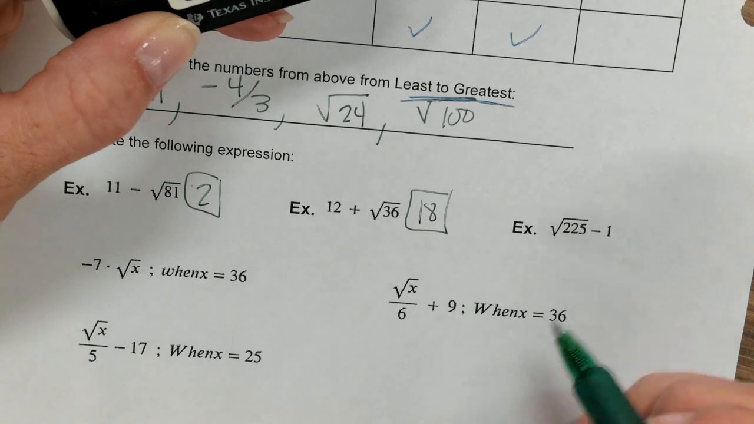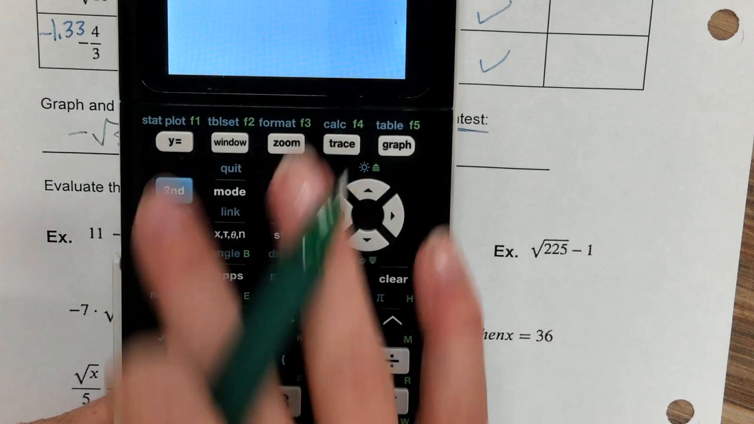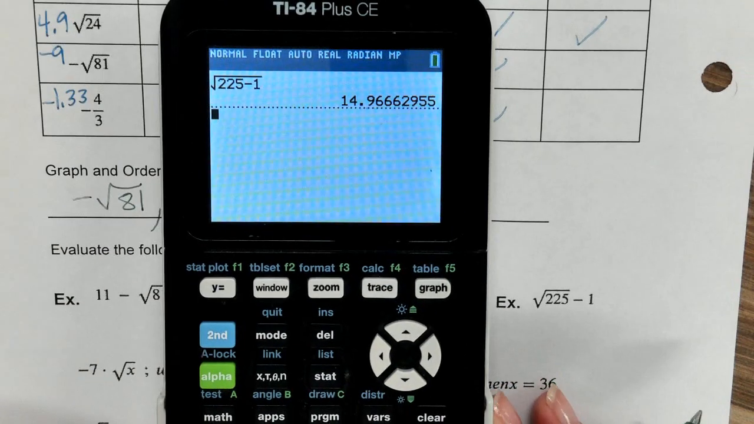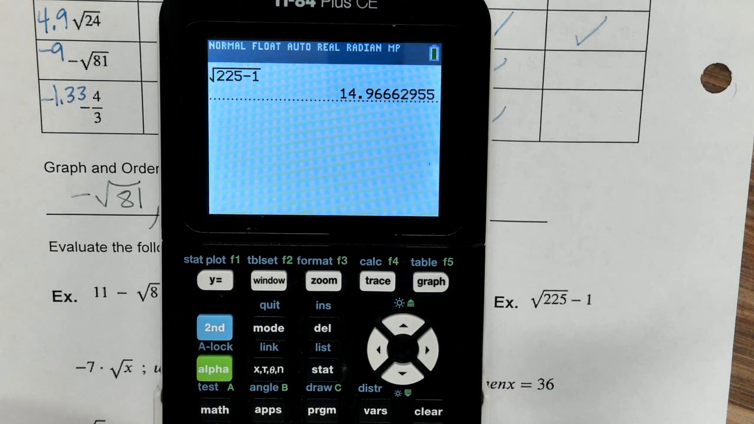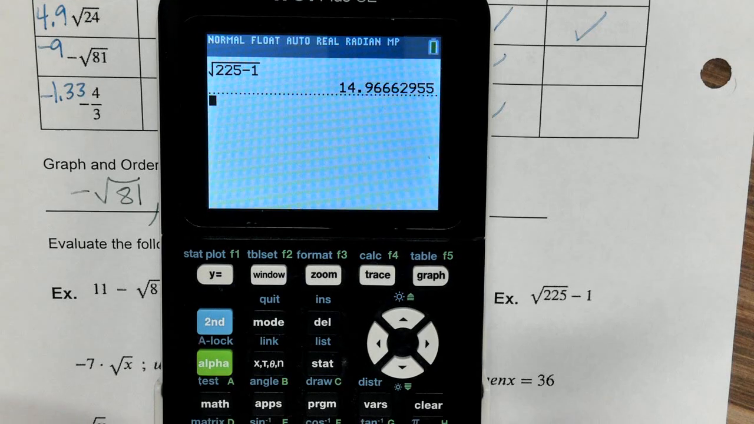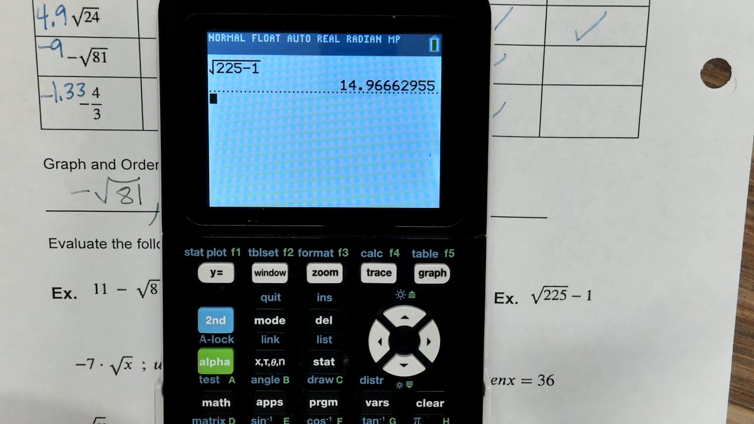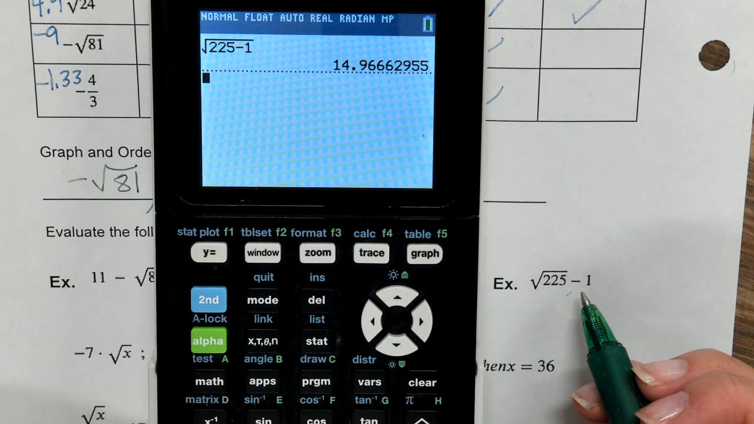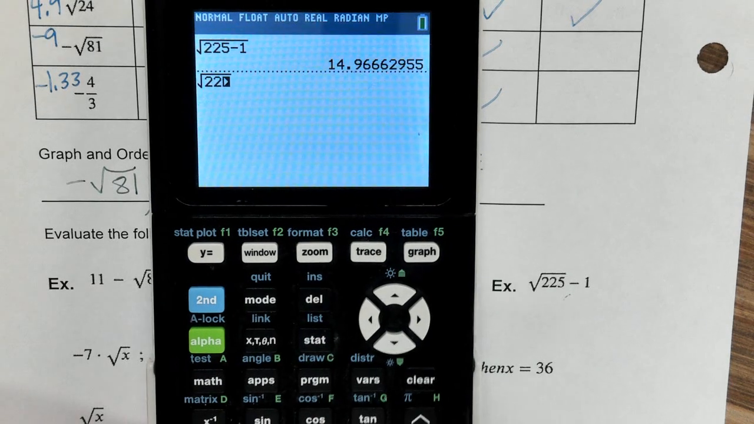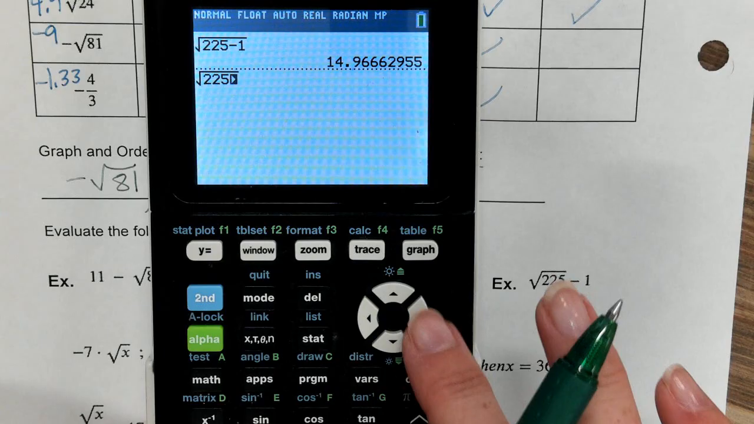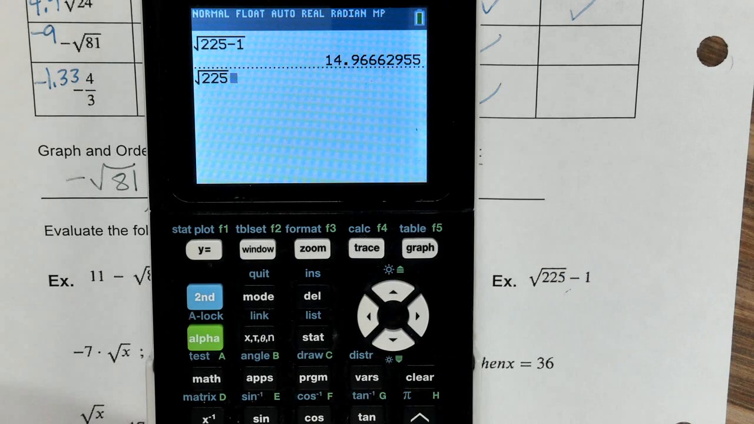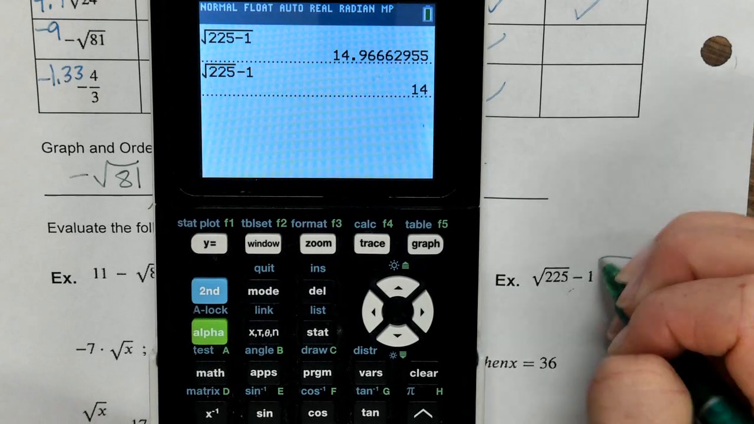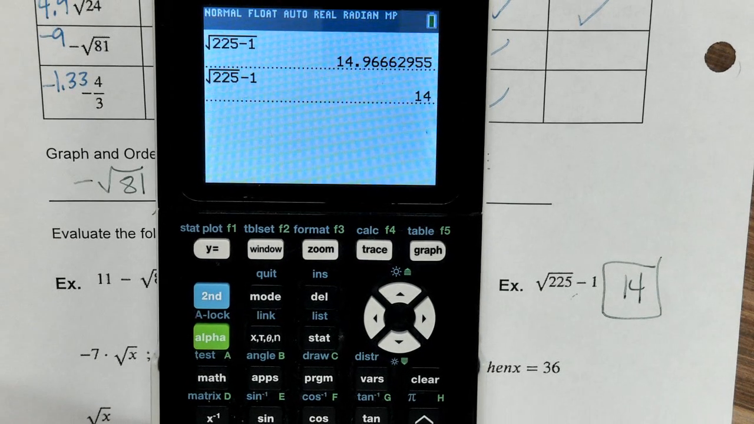All right, the square root of 225 minus 1. Oh, look what I did wrong. What did I do wrong? I put the 1 under the radical. Is it under the radical here? So my answer is wrong. I needed to do the square root of 225, and now what? I got to arrow out, tab out, and then hit minus 1, which is? So be careful with that.